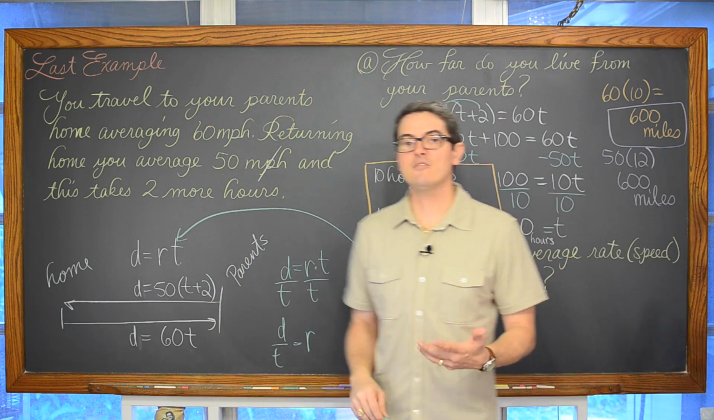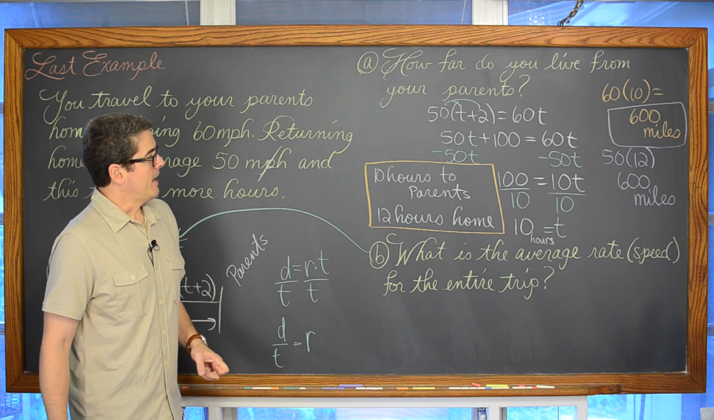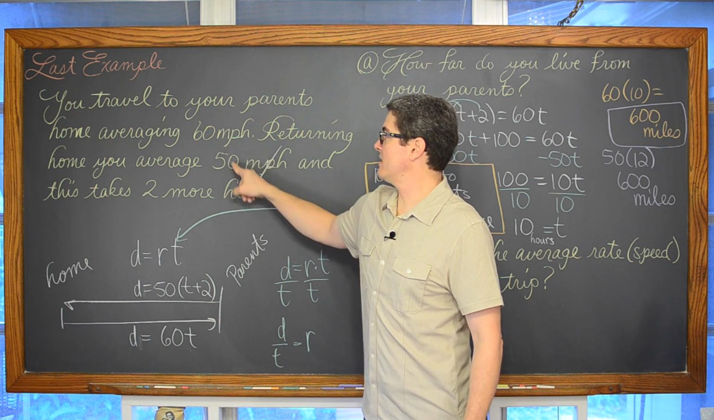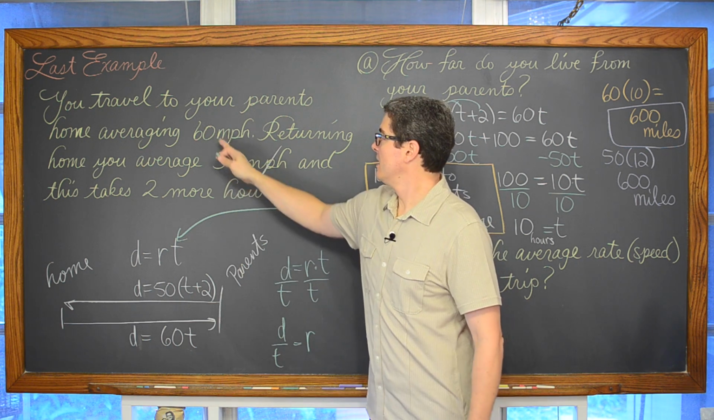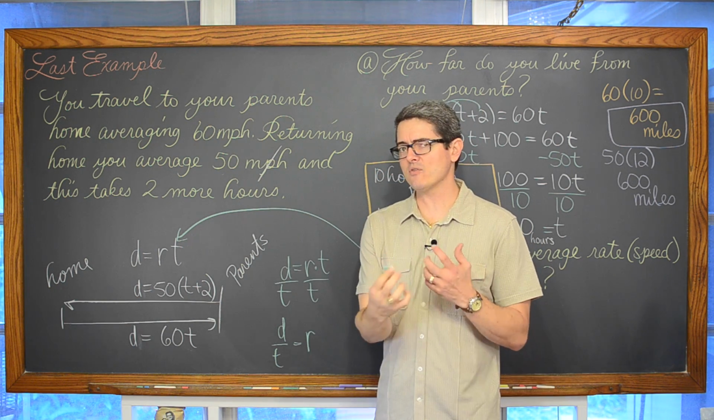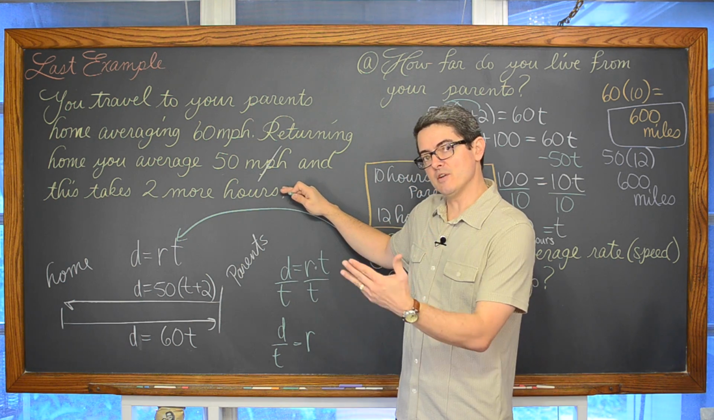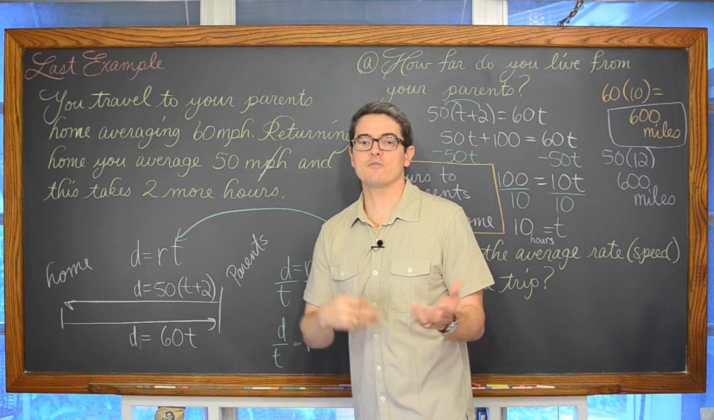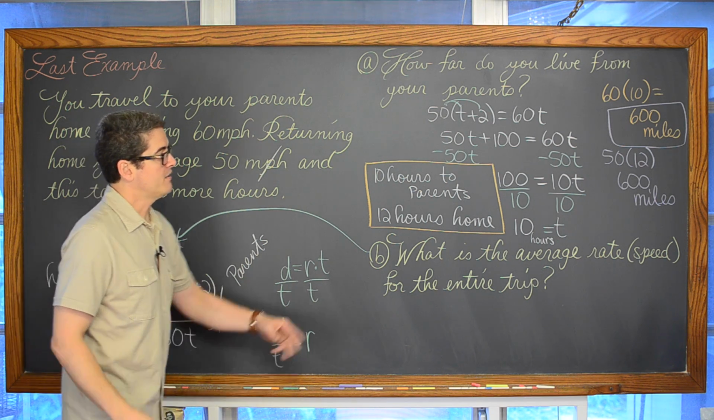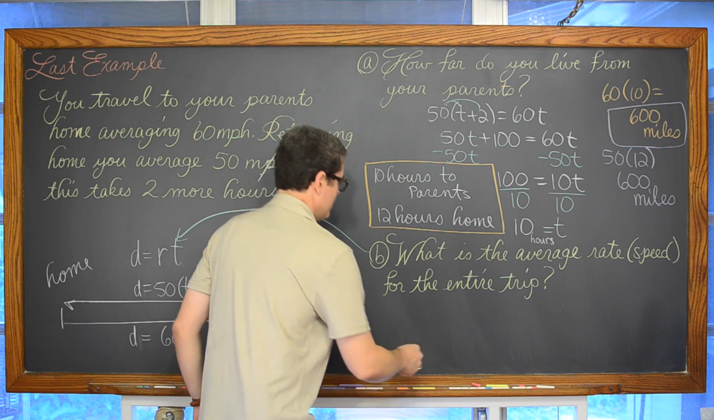Now, if we're talking about an average rate of speed, that's the total distance over the total time. And the average rate of speed is not going to be an average of 50 and 60, because 50 plus 60 is 110, and 110 divided by 2 is 55 miles per hour. Our average is not going to be dead in the middle or dead center because of the time difference. We didn't drive 50 and 60 miles an hour for the same period of time, so we got to get that total distance over the total time. Well, if it's 600 miles to your parents' house and 600 miles back, that's a total distance of 1,200 miles.